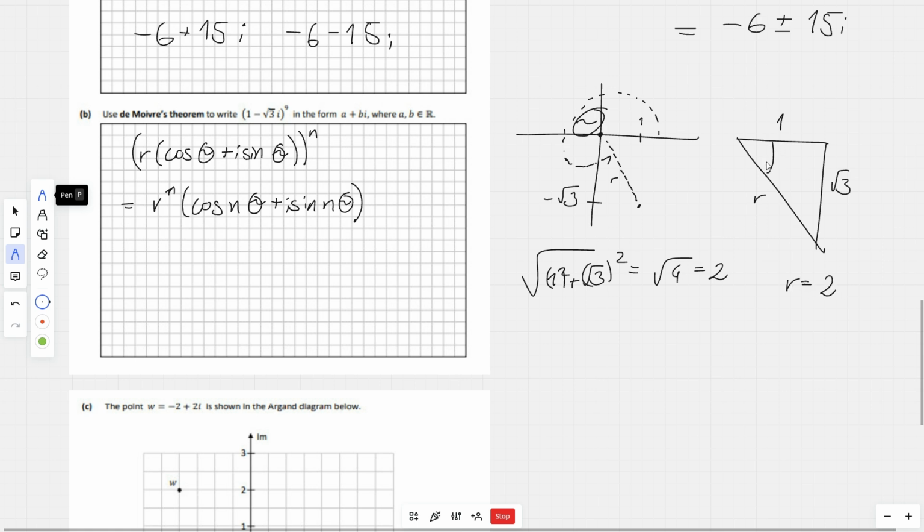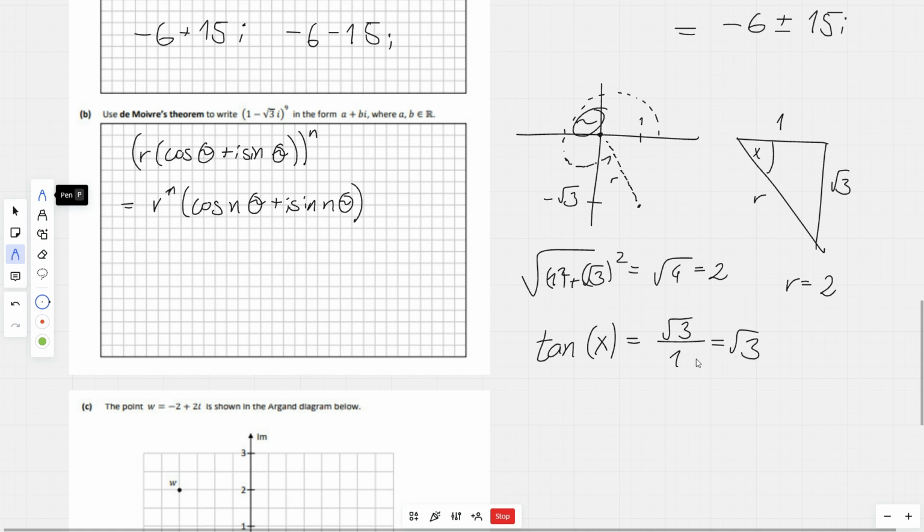And then when it comes to this angle here, I won't call it theta, I'll just call it x for now. So for this angle x, we will use tan. In reality I could use any of them, sine, cos or tan, because I have all three sides. But I'm just going to use 1 and root 3. So tan of x is equal to opposite over adjacent, so root 3 over 1, which will just be root 3.